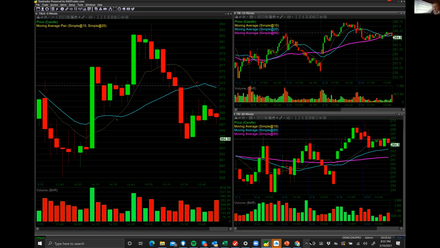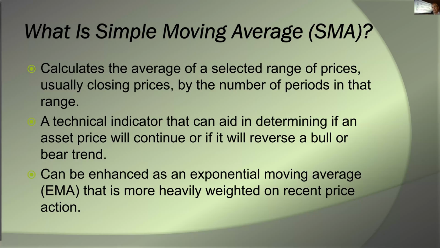Let's jump back to wrapping this up. I hope you found this session on moving averages helpful, and that you now know the full extent of the capabilities of the Dash Trader software and know a little bit about using moving averages to trade using your Dash Trader software.